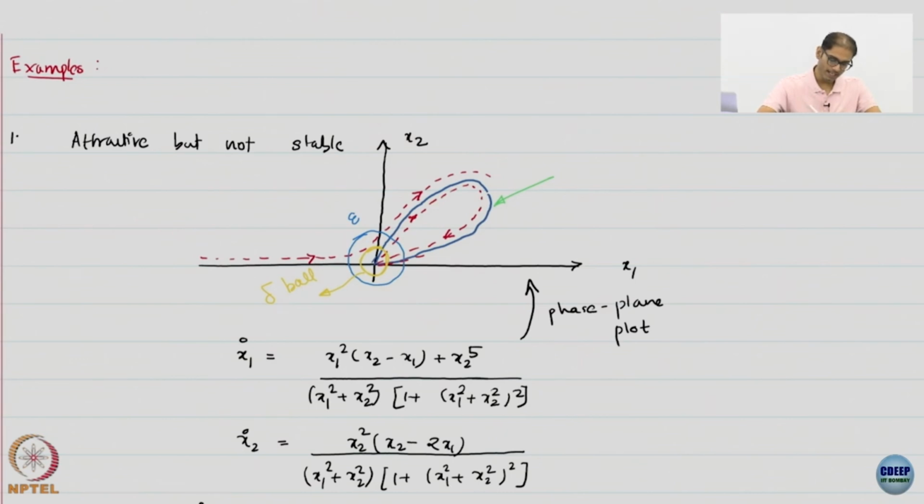So the basic idea is this system is such that any initial condition inside this bifurcation will have this kind of a shape.